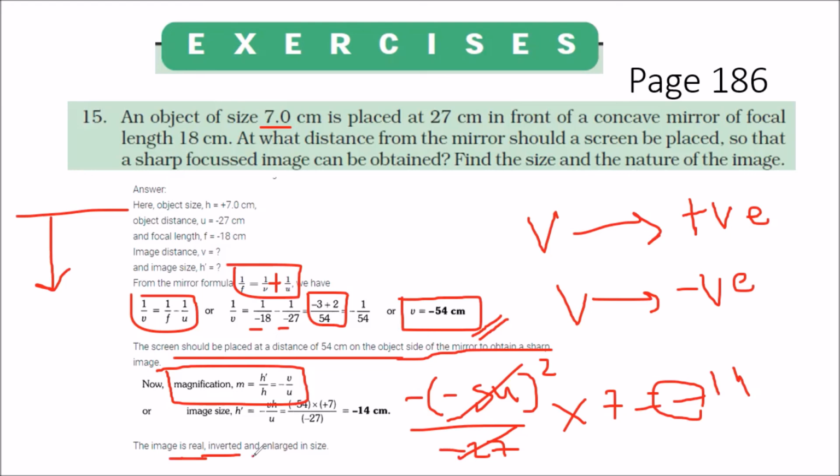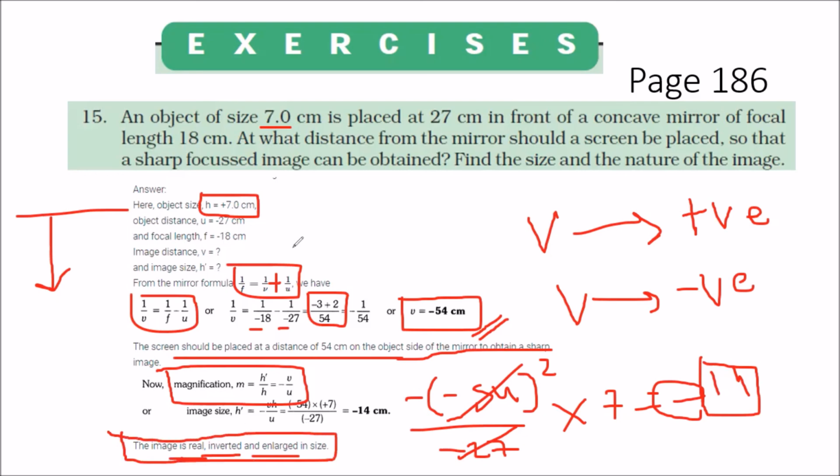From this we understand that the image is inverted, real. And why are we saying enlarged is because see the image height is 14 centimeter, object height is 7 centimeter, and from this we understand that the image has greater size than that of the object, and from this we conclude that the image is real, inverted and enlarged in size.